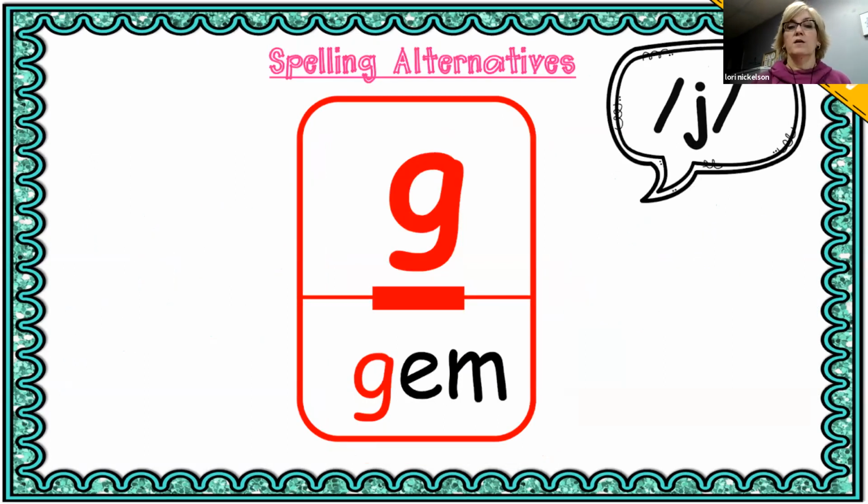Okay, then we've got the G up there, and it's got the J sound also, as in gym. Notice that power bar. It's not a long one, but it's not a short one either. So repeat that several times with me. J, J, J. Great job.